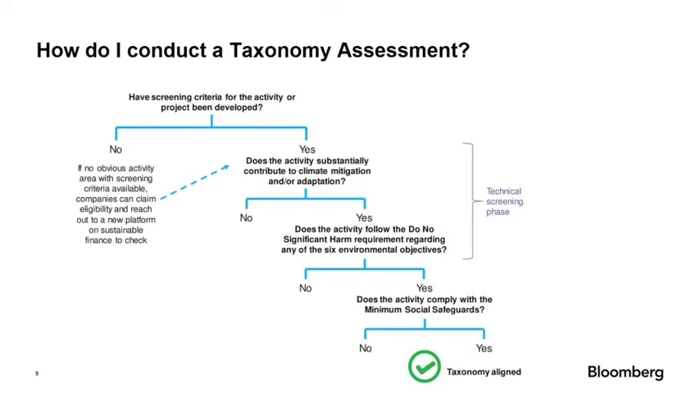And to do this, the TEG actually have recommended a 5-step process that you can see in the report, and I've tried to visualize that here in this table. So the best starting point would be to segment the turnover or revenue of a company by its activities. And then there's a set of threshold-based tests to determine substantial contribution, and also some additional qualitative assessments required to determine do no significant harm.